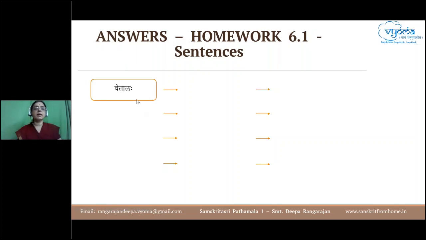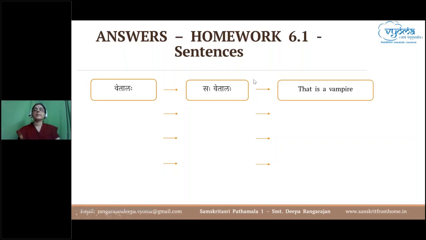This Vetalaha is the word. Can you form a simple sentence? Saha Vetalaha. What does that mean? This is Vetalaha, or that. Saha is that. And suppose you use Eshaha, it means this is Vetalaha. What is Vetalaha? Vetalaha is a vampire.